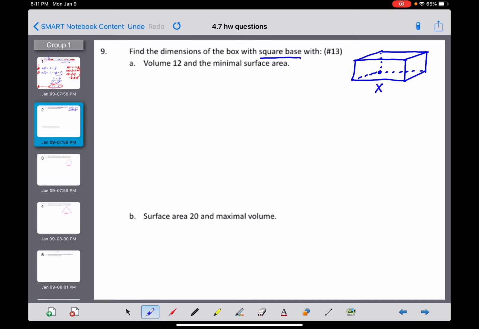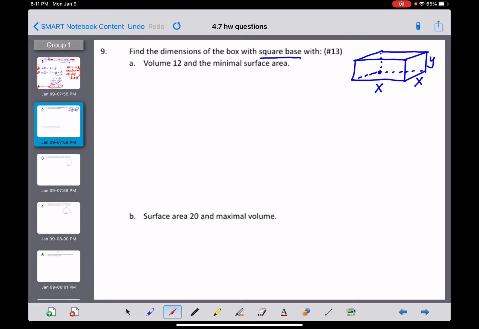Whatever this dimension here is, I'm going to call that x. This dimension right here has to be the exact same thing, because the base is a square, so those two measurements have to be the same. And then my third variable right here is going to represent the height of that box. I'll go ahead and just call that y.